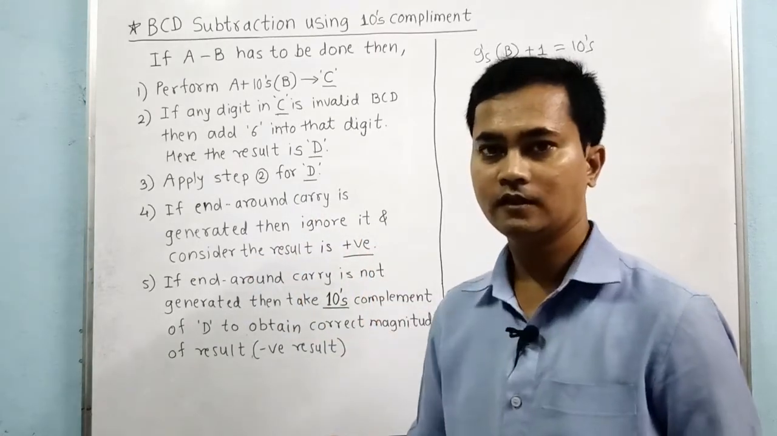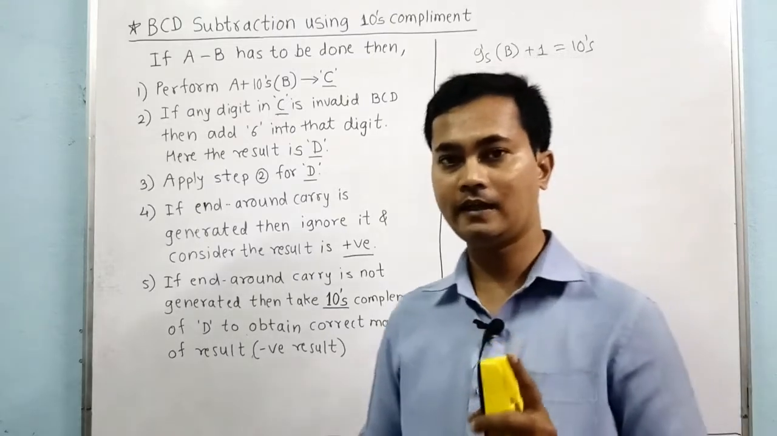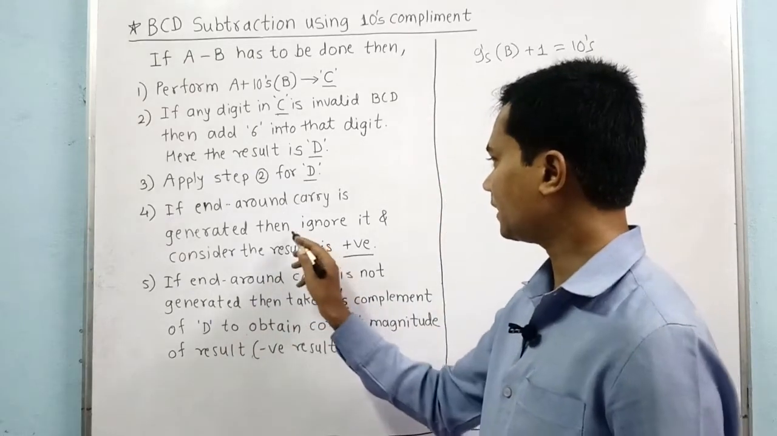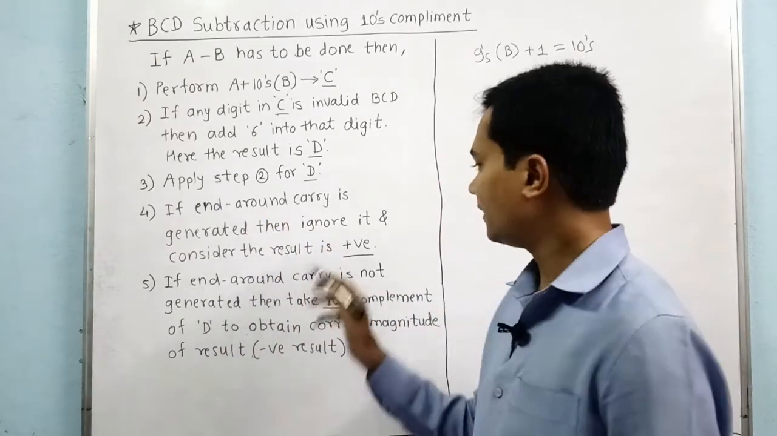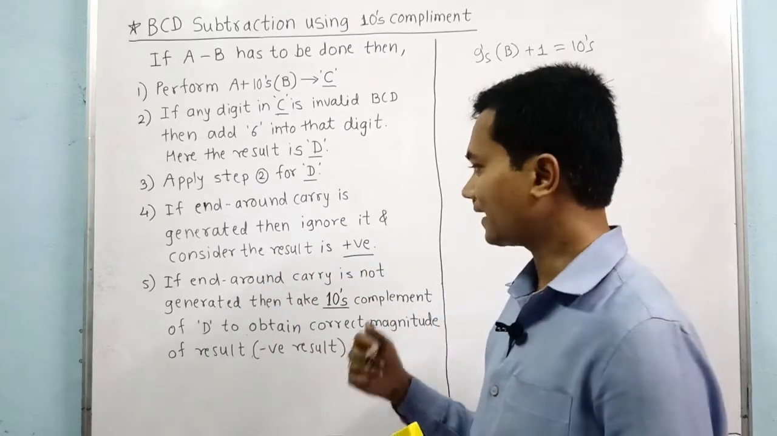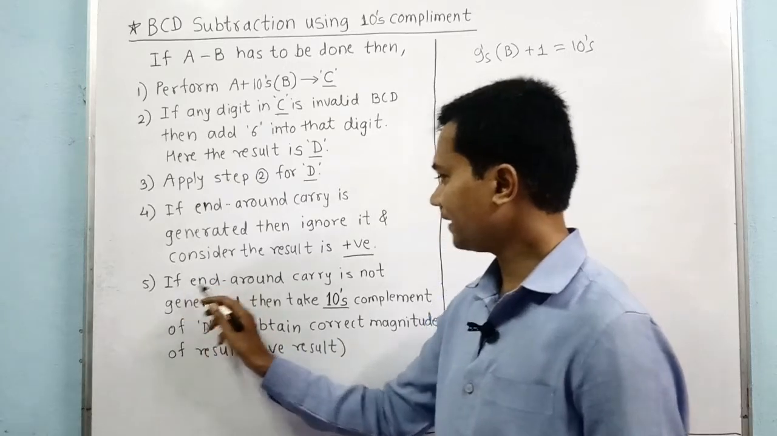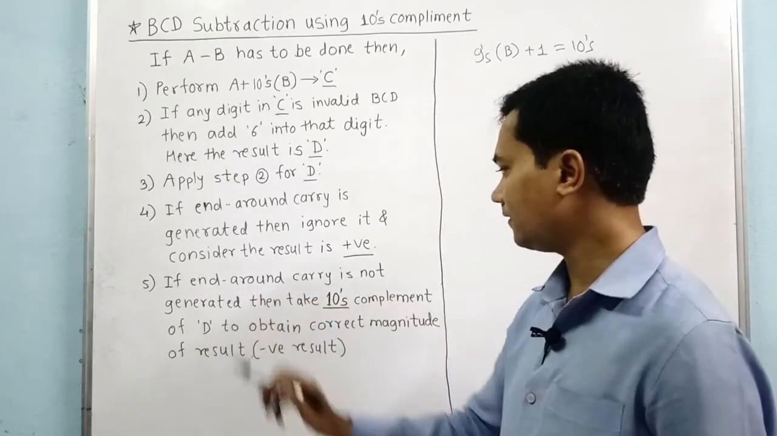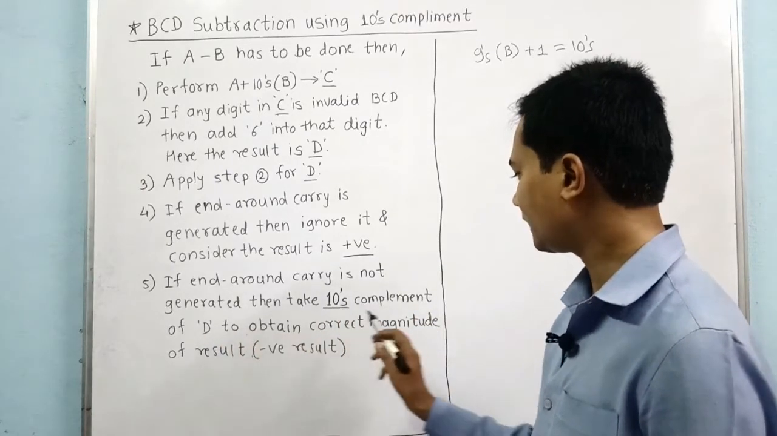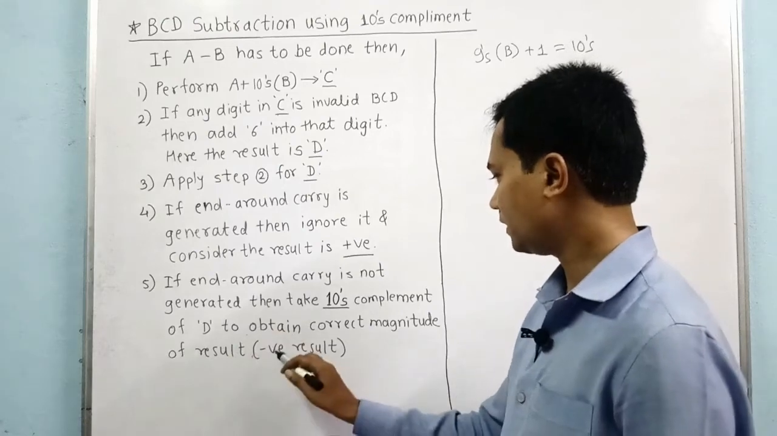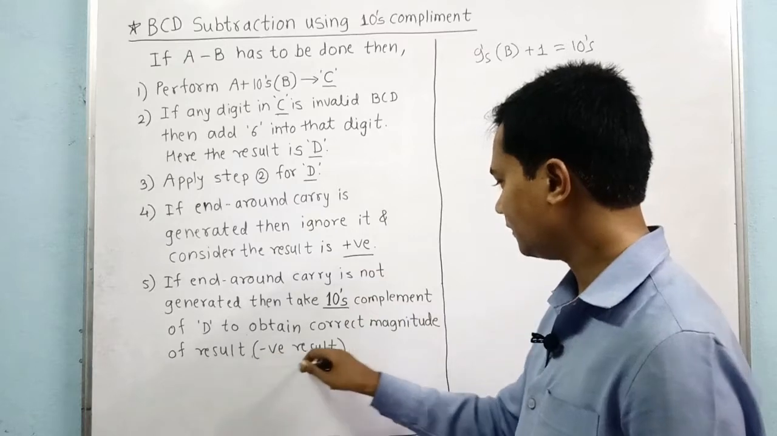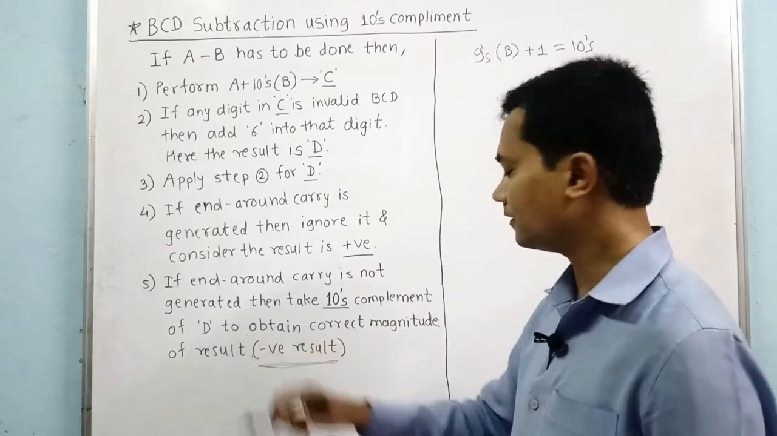The fourth step: if end around carry is generated, then ignore it. In the nines complement we considered the end around carry and added it to the current result, but in tens complement we ignore the end around carry, and consider the result positive. In the second case, if end around carry is not generated, then take the tens complement of D to obtain the correct magnitude of the result. If the end around carry is not generated, the result is negative.